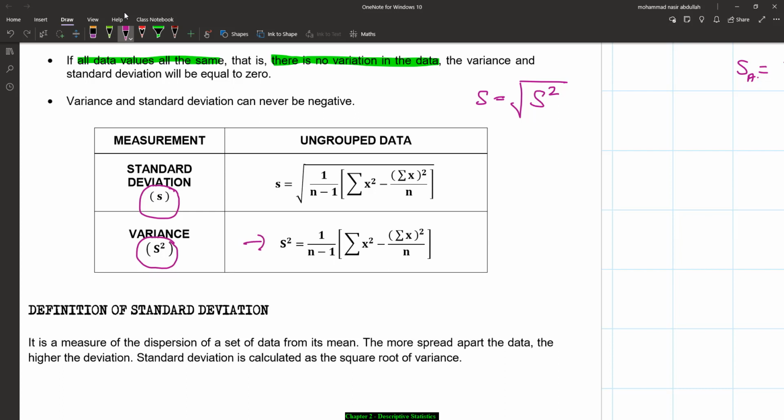So the formula for variance is 1 divided by n minus 1 multiply with summation of x square minus summation of x, then you square divided by n. And remember that summation of x square is not equal to summation of x and then you square. It's totally different value. Right? So this is how we calculate variance, and if you want to find standard deviation, we just need take a square root of variance. Right?